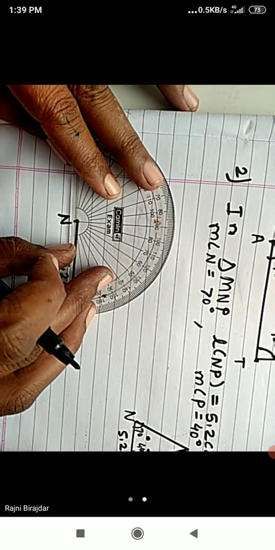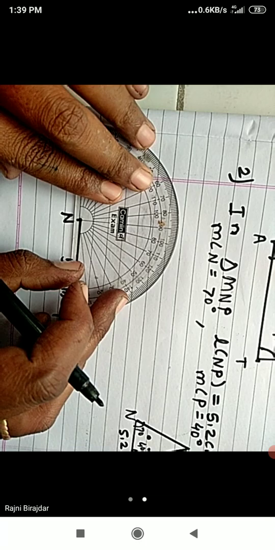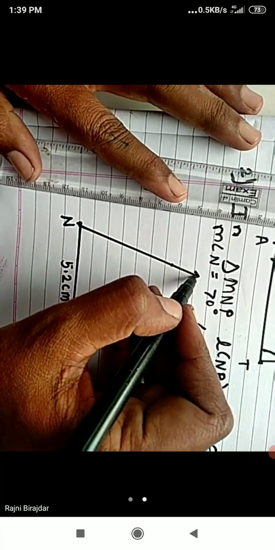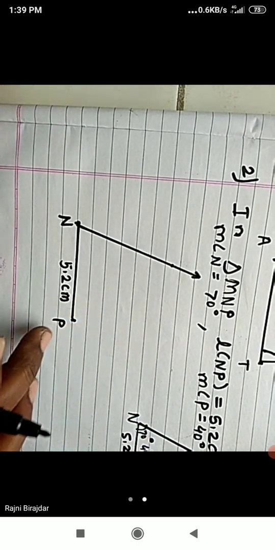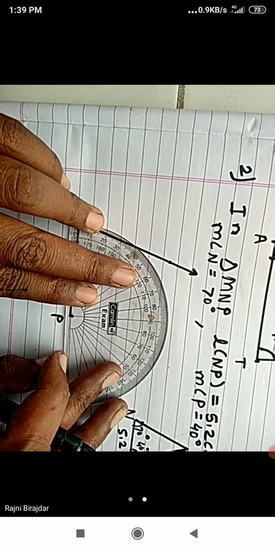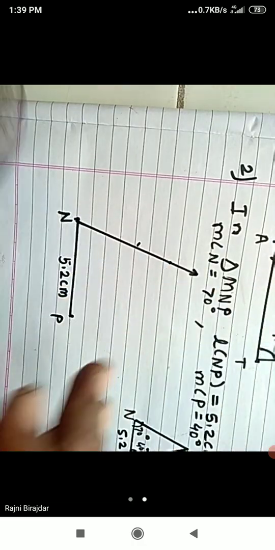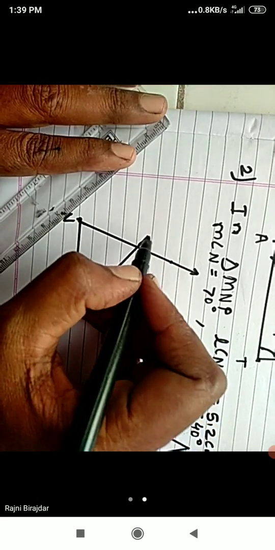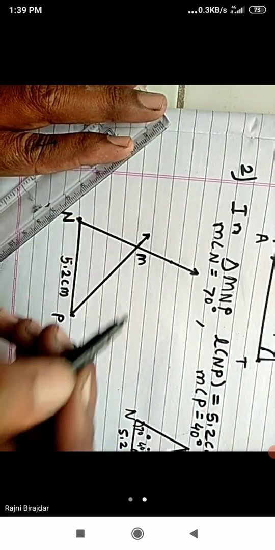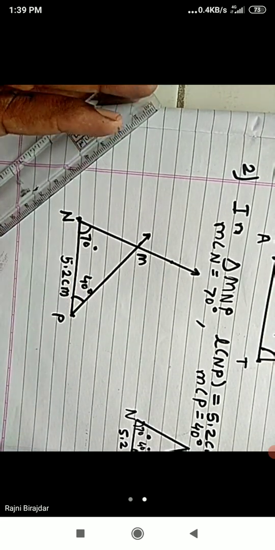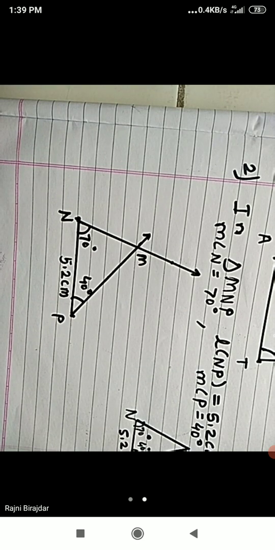Yes. Now N angle, it is 70 degrees. So I am keeping the protractor here and drawing the 70-degree angle here. Yes, draw that ray. And next, here P is 40 degrees. So keep the protractor here and draw the 40 degrees like this. And draw this where they intersect. That is our which point? M point. So this is the 40-degree angle and this is the 70-degree angle. Yes. So this is the second.